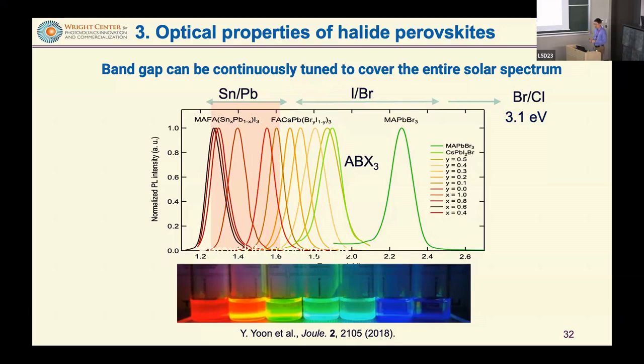So that's very good because you can combine them together to make tandem solar cells, which I'll talk about a little bit later, or you can tune the band gap so that you can make the efficiency higher. So that's for the optical properties and the electronic properties.